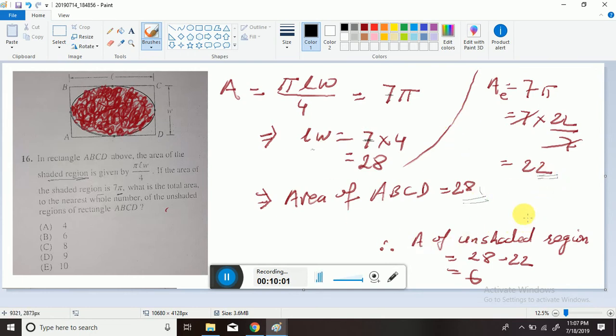So the area of the unshaded region is the total big area minus the small area. 28 minus 22 is 6. So our correct option, see here in option B, we have 6. So option B is our correct answer. We need to be much more careful here.